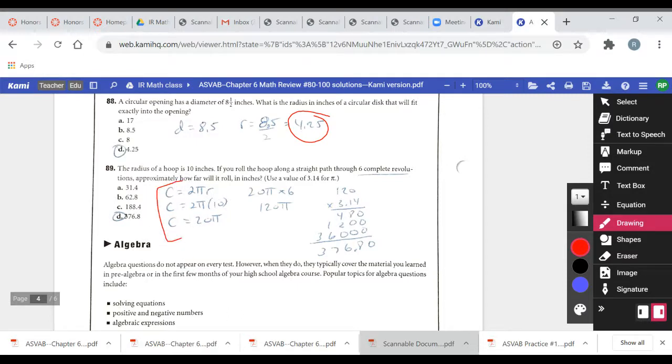I plugged the 10 in for the radius and got 20 pi. But it says if the hoop spins 6 times, then you can see I multiplied by the 6 to get 120 pi. And then if you actually plug in 3.14 for pi and multiply, you can see I got 376.8, which was answer choice D.